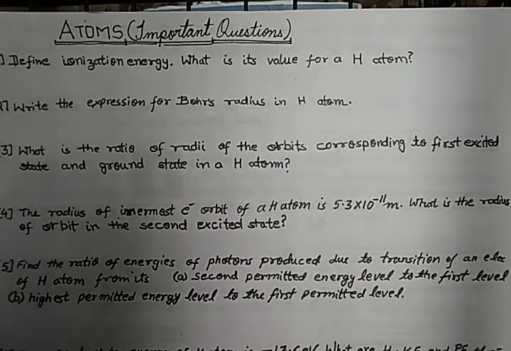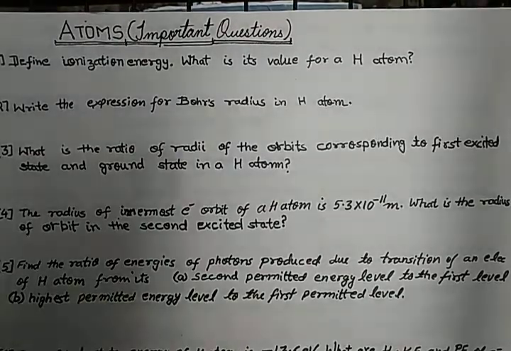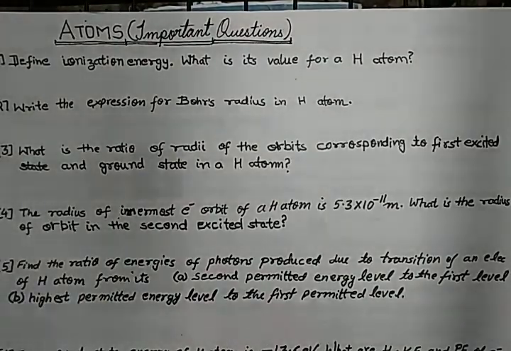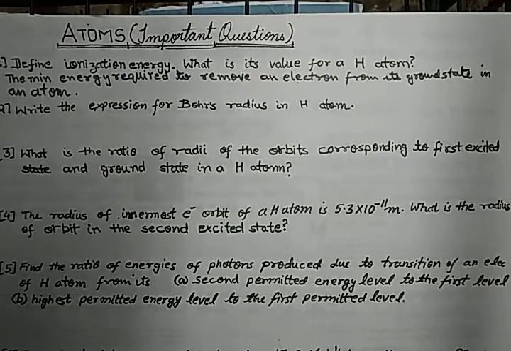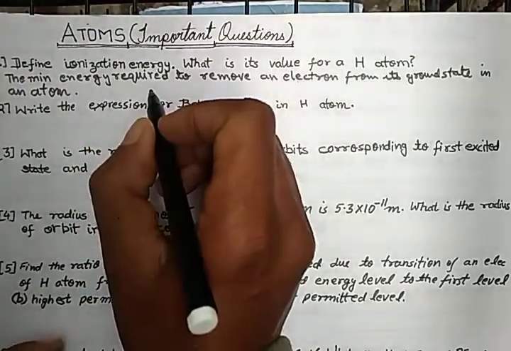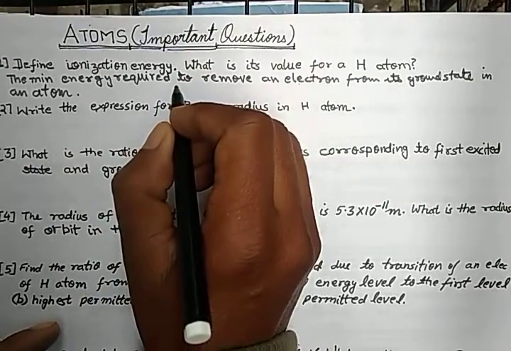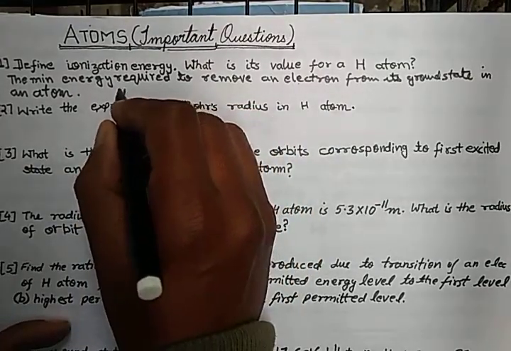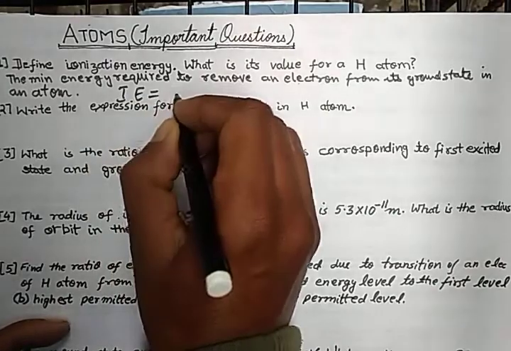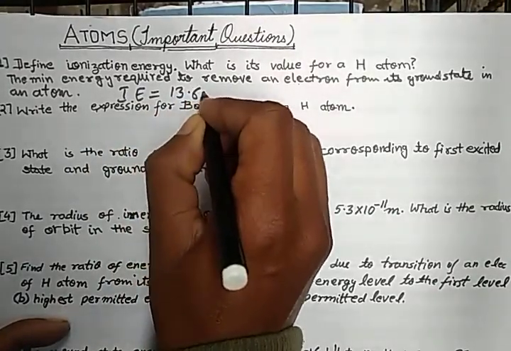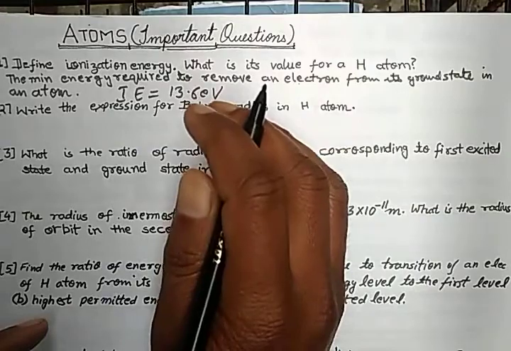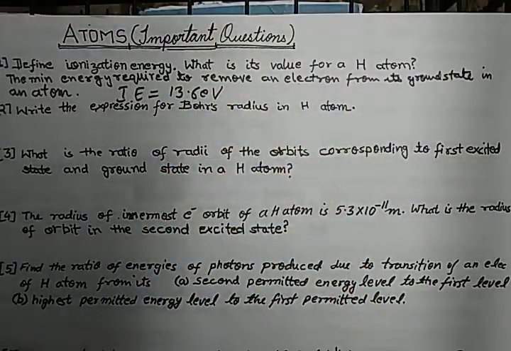So, important questions. First, define ionization energy. The minimum energy required to remove an electron from its ground state in an atom is called ionization energy. What is its value for hydrogen atom? So its value directly, if we write, then ionization energy is equal to 13.6 electron volt. Direct answer. But how has it come?